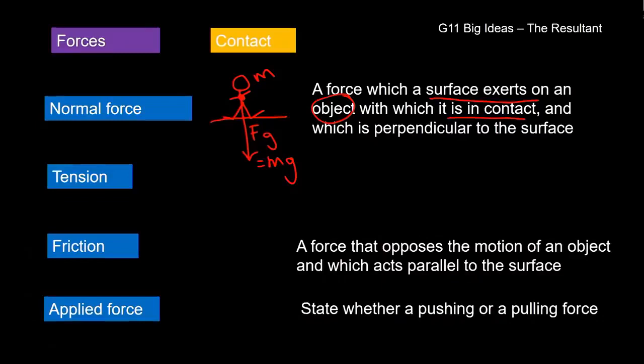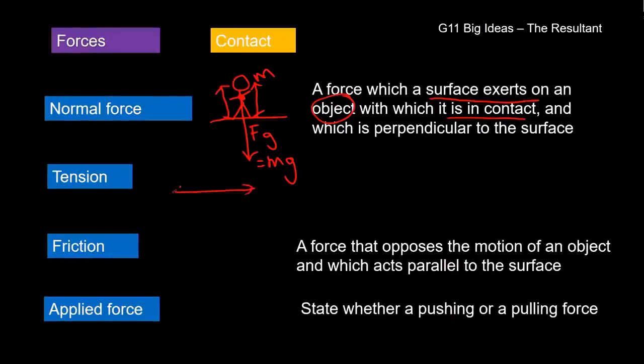So here's the surface. The surface is that way. The force is that way. It's perpendicular, 90 degrees. So the normal force would be the force exerted back onto that person. Where those feet are standing, the force would be exerted up onto the one foot and up onto the other foot. Tension is when we pull something.